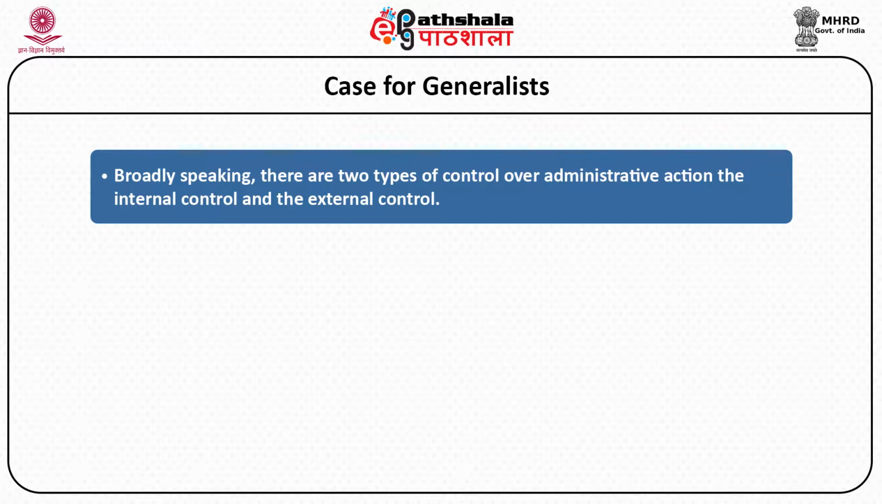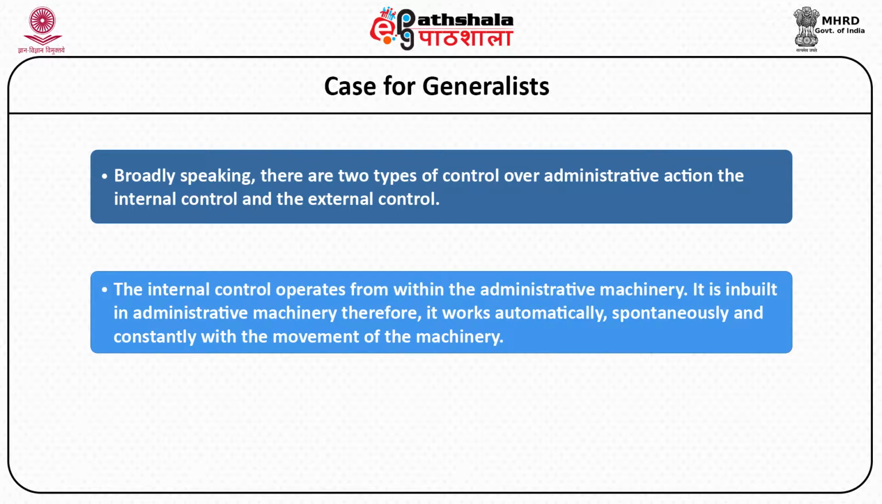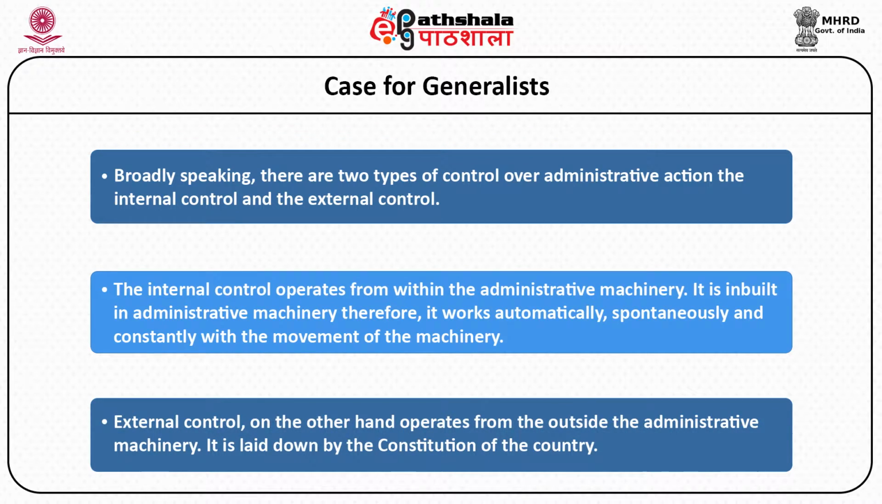Now, broadly speaking, there are two types of control which can be exercised over administration. One is the internal control and the second is the external control. As the name suggests, internal control means the control which can be exercised from within the machinery. It is inbuilt in the administration, and being inbuilt in the system, it moves on with the movement of the administrative machinery. Now, external control, again as the name suggests, means any outside control which is exercised over the administration.